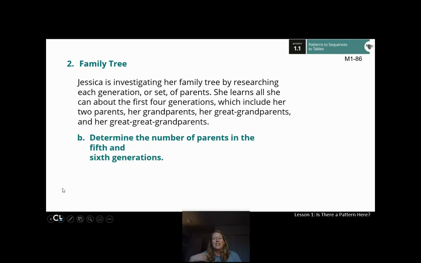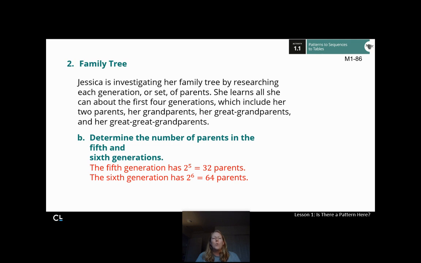Determine the number of parents in the 5th and 6th generations. Well, let's see. We had 2, and then 4, and then 8, and then 16. So that means the 5th generation, I'd have to multiply by another 2. So that would be 2 to the 5th power, making for 32 parents. The 6th generation, I'd have to multiply by another 2. So that would be 2 to the 6th power, giving me 64 parents. It's a lot of people. I think that's why they call it a family tree, right? Because it may just start with you, but it branches out really, really quickly. That's why it's a family tree.